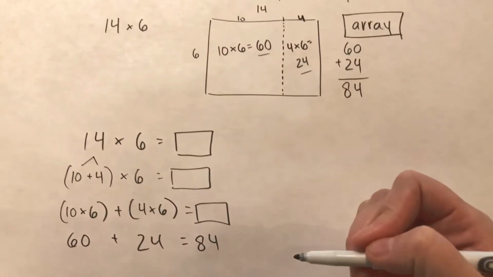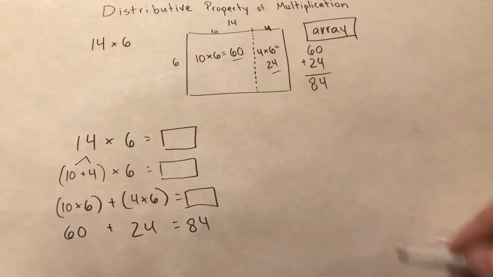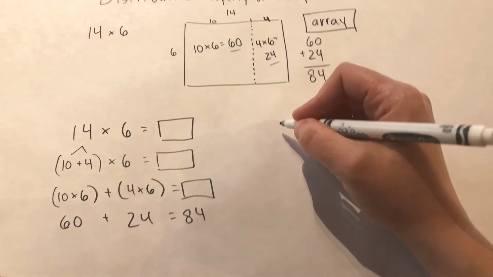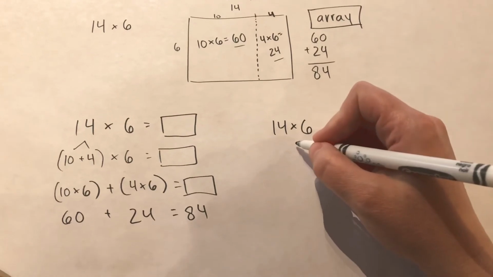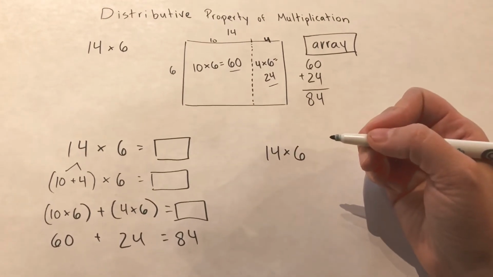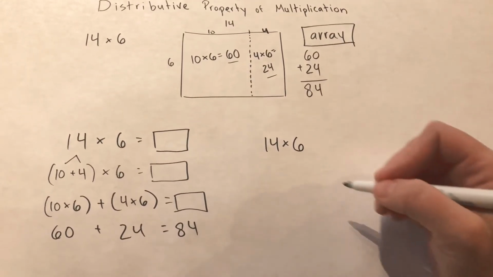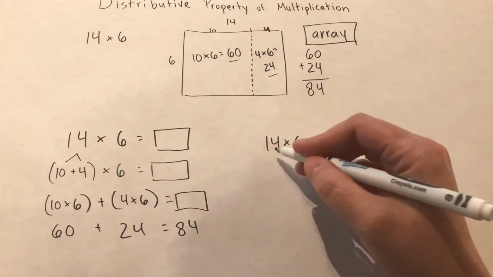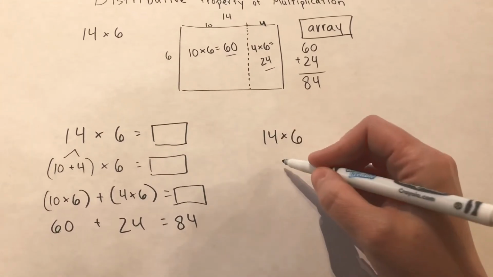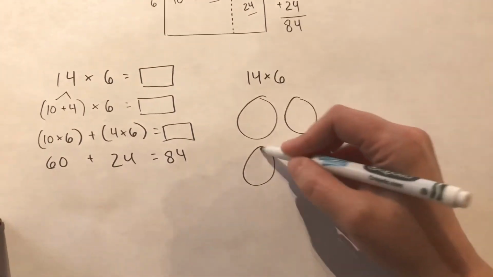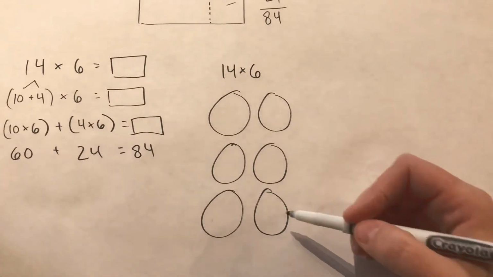I had a student this year who came up with a really interesting way of processing all of this. His strategy for 14 times 6 looked like this. He went back to a really early method of multiplication, which is drawing equal groups. So 14 groups of 6, or we can think about it as 6 groups of 14. So here's my 6 groups.